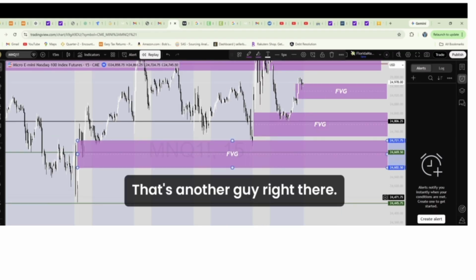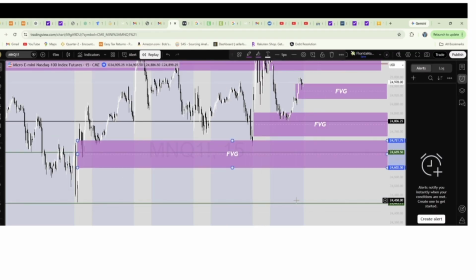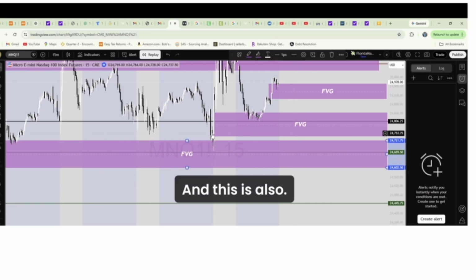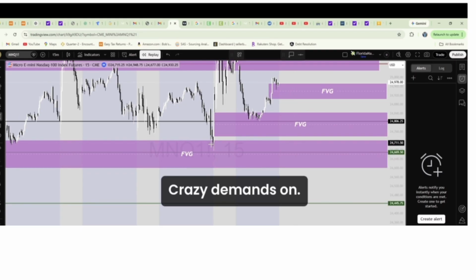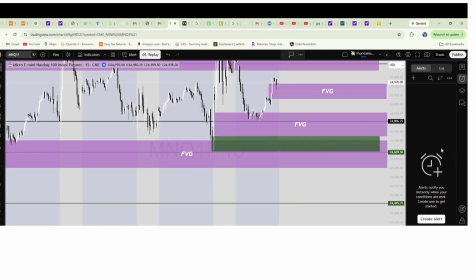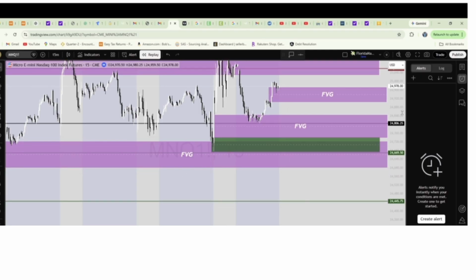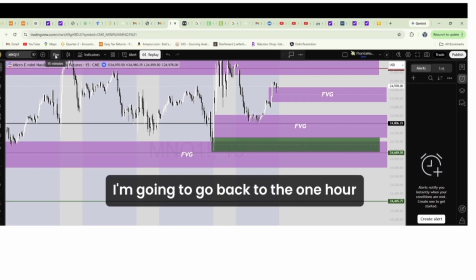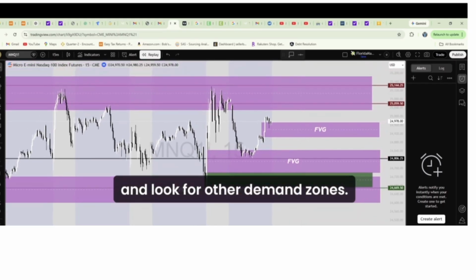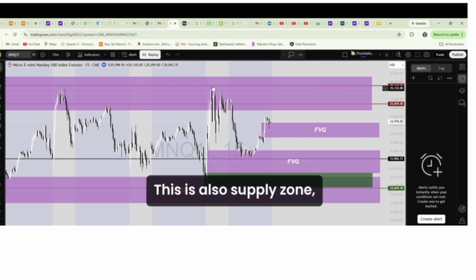That's another gap right there. And this is also a demand zone. Right here is a demand zone. That's a demand zone. I'm going to go back to the 1 hour and look for other demand zones. This is also a supply zone.